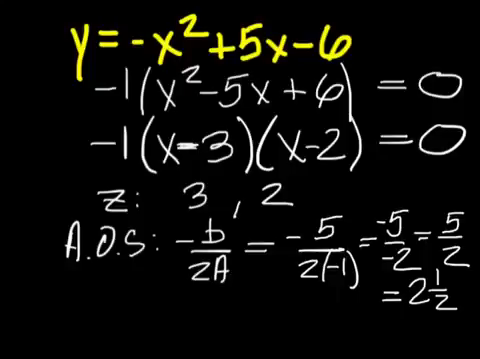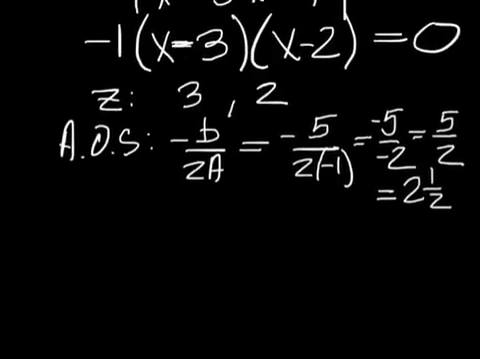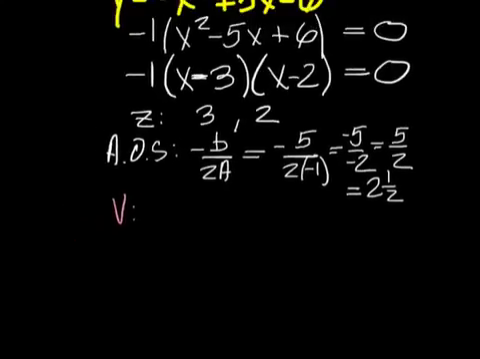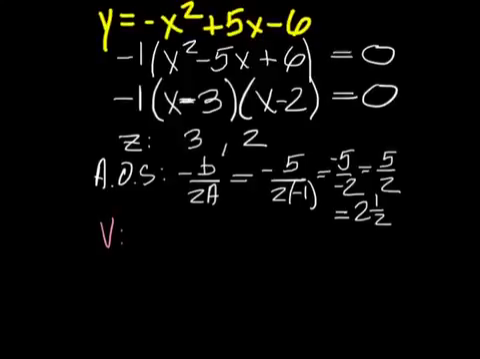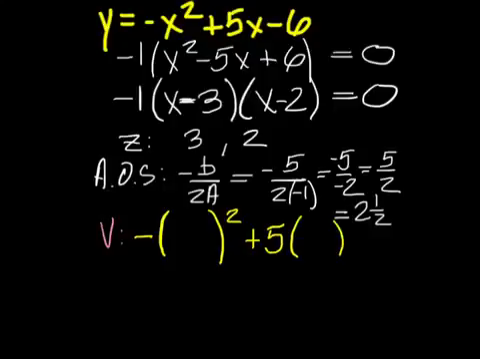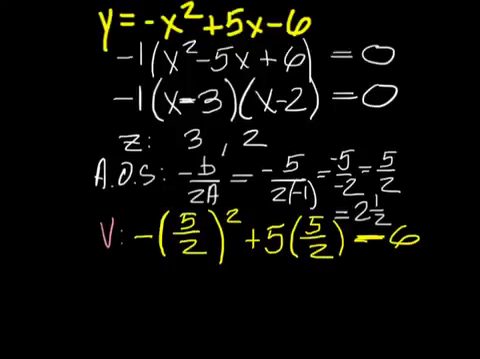So we have to go find the vertex, and for the vertex we have to plug in 2.5 into the original equation. So you should set it up like this, negative, and put parentheses where there should be a variable, and then go back and dump in the 2.5. I'm going to do it as 5 over 2 since I'm working it out on the screen. You can just dump it into your calculator.